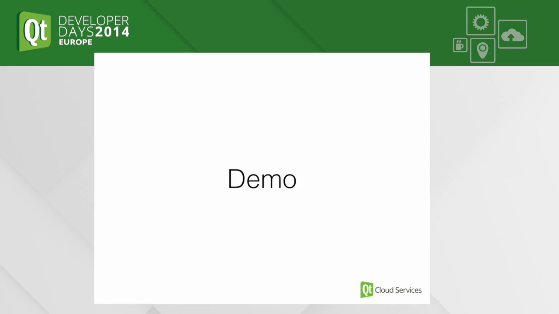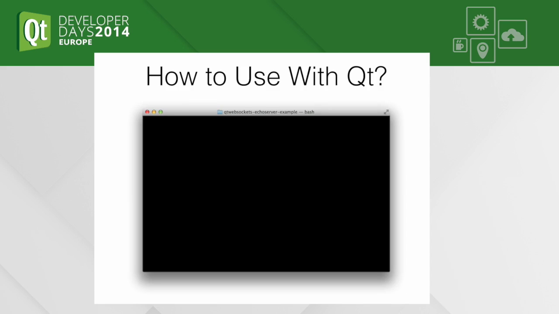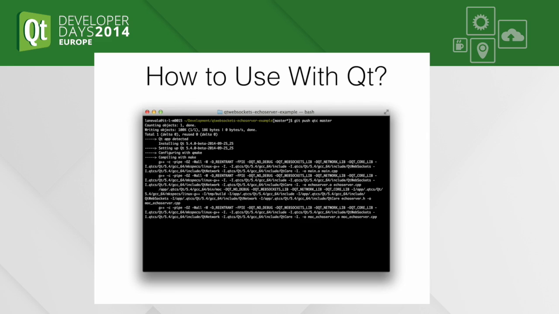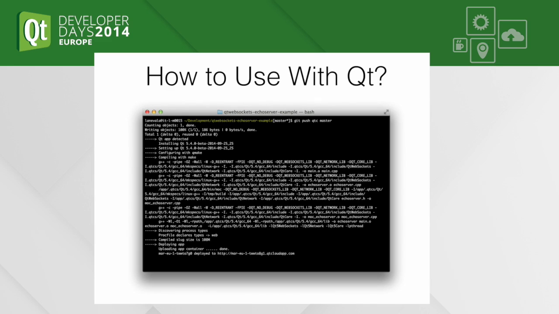Okay, how can we get our WebSocket to the managed application runtime? It's easy. Just use the git push command, and it will be there. The managed application runtime detects it's a Qt project, and it detects the correct Qt version, and it builds it and starts it.